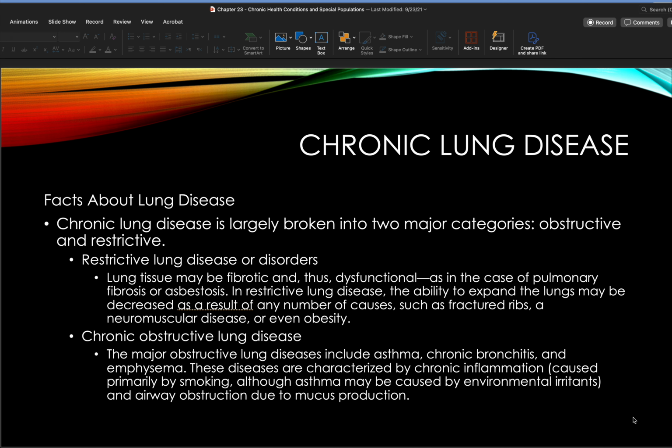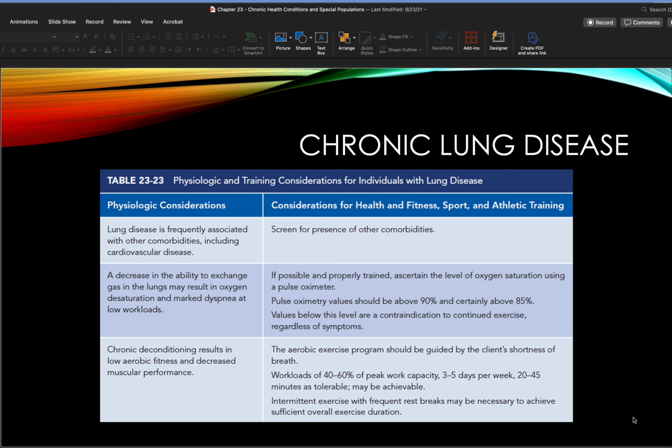Chronic lung disease, like restrictive lung diseases, chronic like COPD, all of these things need to be taken into account, and that's really going to affect you. And fibrosis is a thing, COPD is a thing, bronchitis is a thing, asthma, emphysema, all these things fall under this facet of chronic lung diseases. And it's going to have a big bearing on what a person can and cannot do.